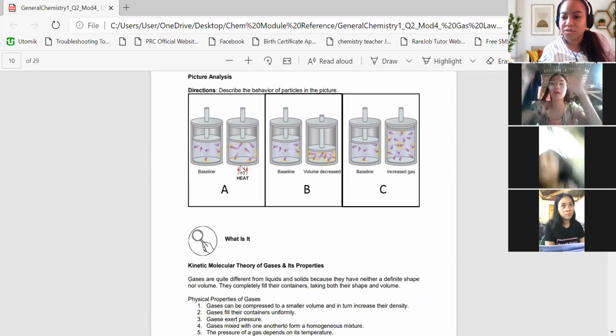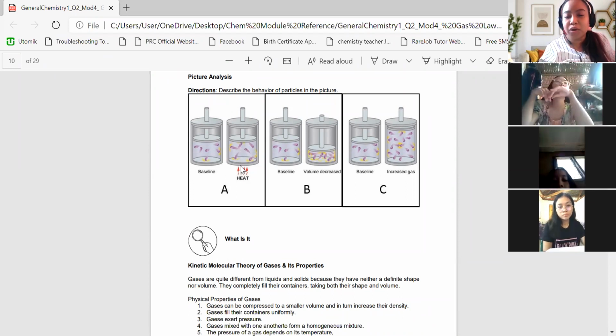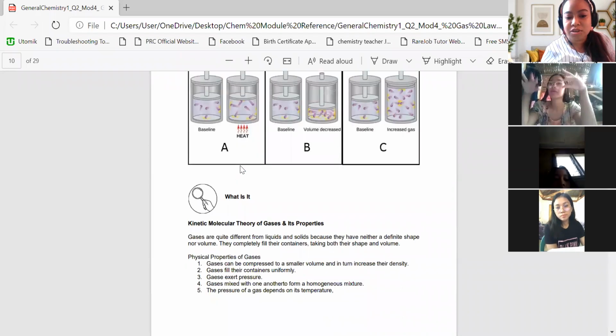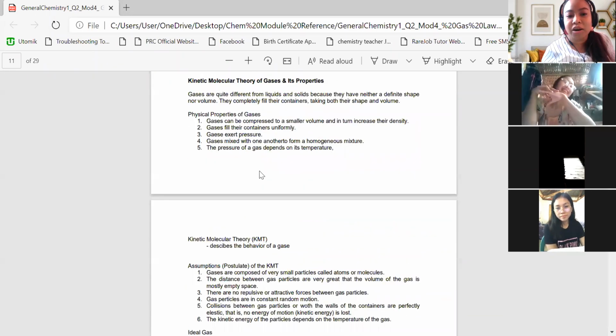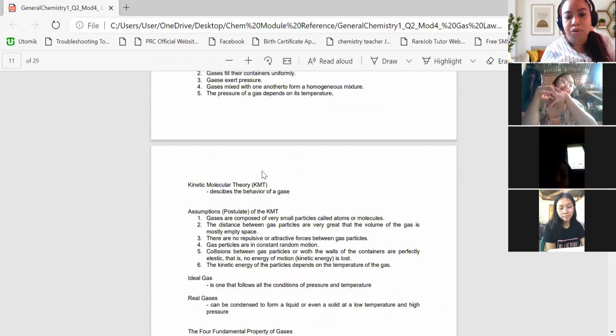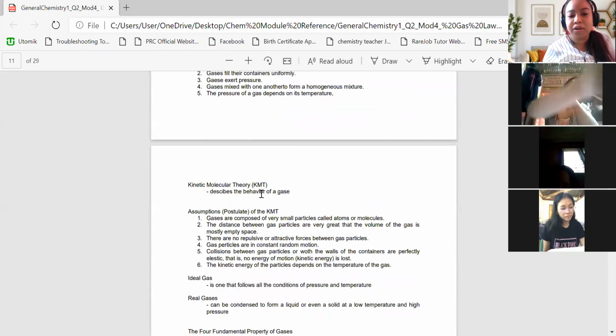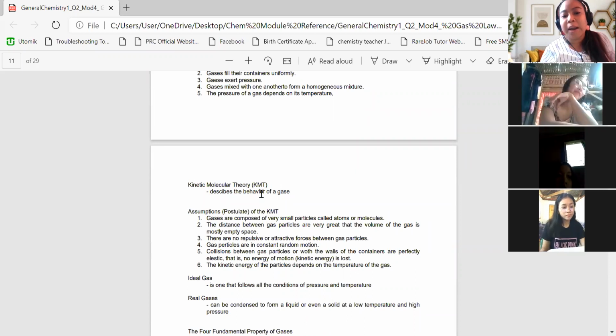The movement is fast. Very good. Because of that, it explains the kinetic molecular theory. So let's go to the kinetic molecular theory, or the KMT.